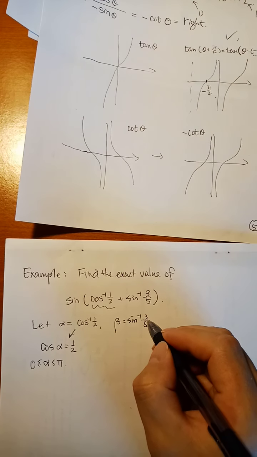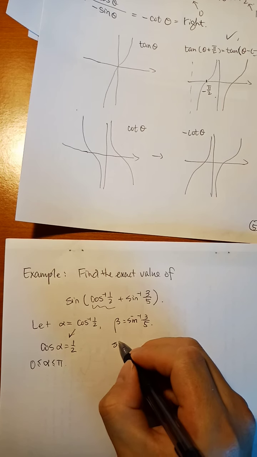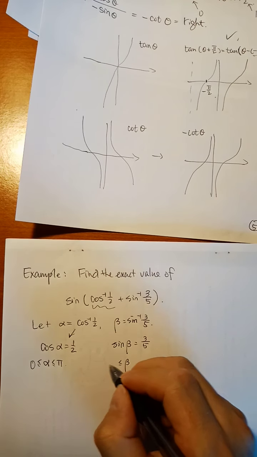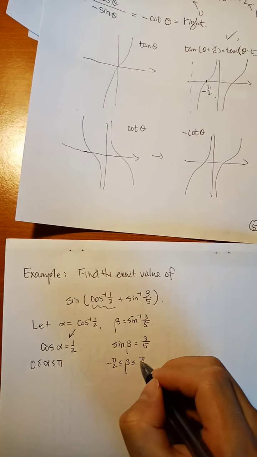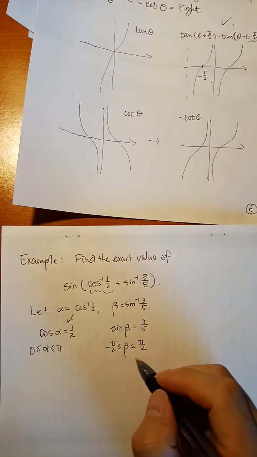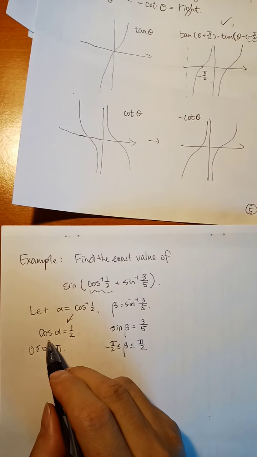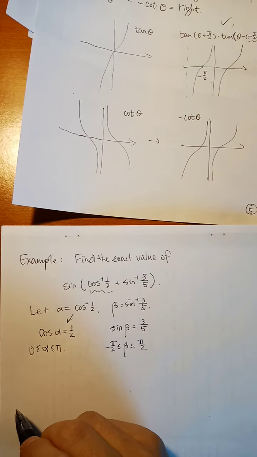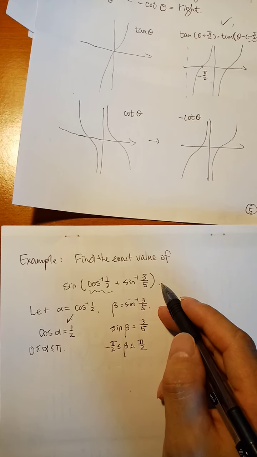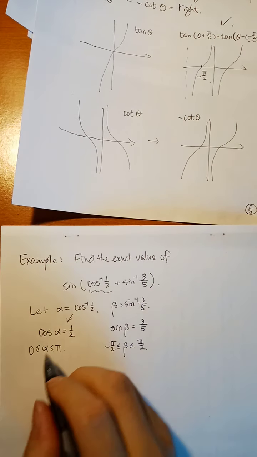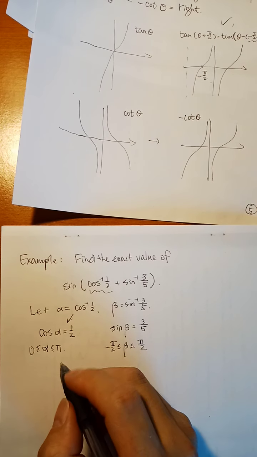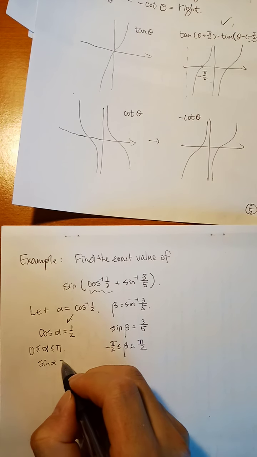And beta is a sine inverse of 3 over 5. So sine beta is 3 over 5. And beta is between negative pi over 2 and positive pi over 2. See here, you have to really know the range of inverse trig. Okay, so cosine alpha is 1 over 2. Then what is sine alpha? Because in the formula, we will definitely use sine alpha and cosine beta. Sine alpha: between 0 and pi, sine is positive, right? So sine alpha is positive.